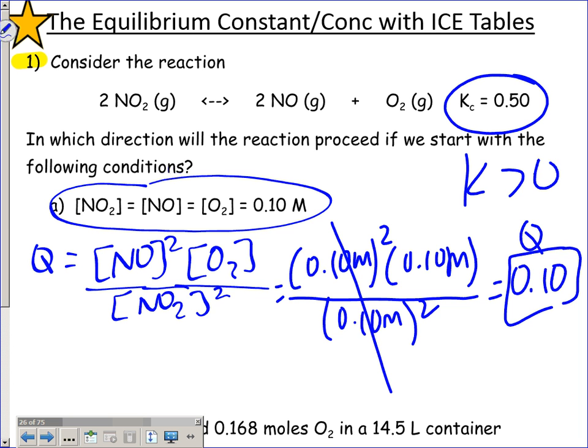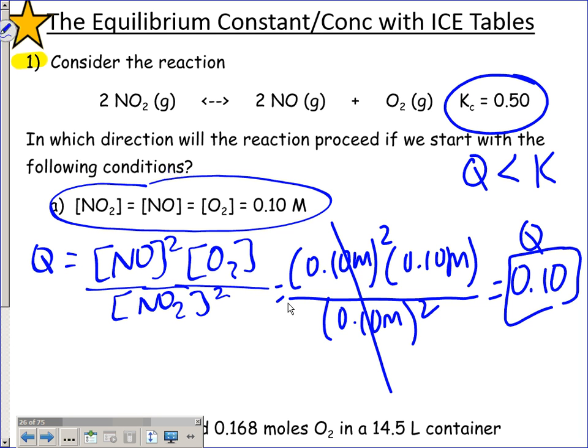K is greater than Q. So the problem is you have too many reactants because Q is too small. Is that what you're saying? I'll write it the way I had on the previous slide. It's a little bit easier to see. Q is less than K, right? Q is too small. How do I get Q higher? Proceed to form more products.